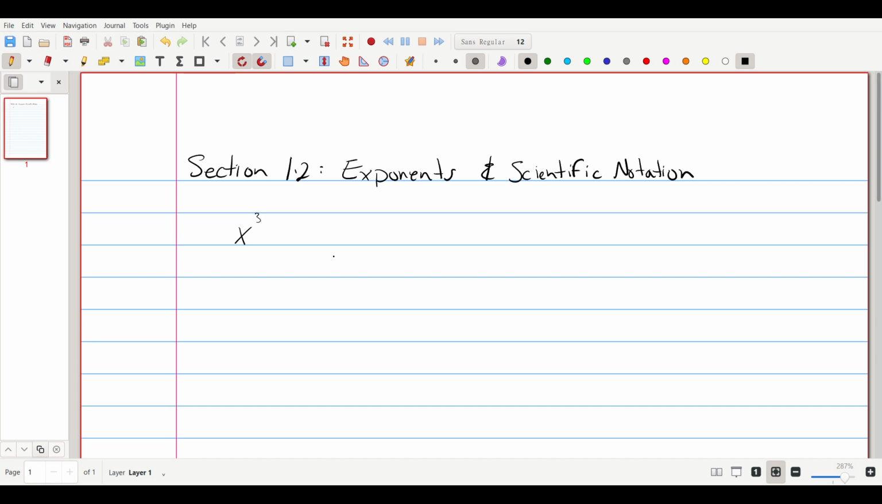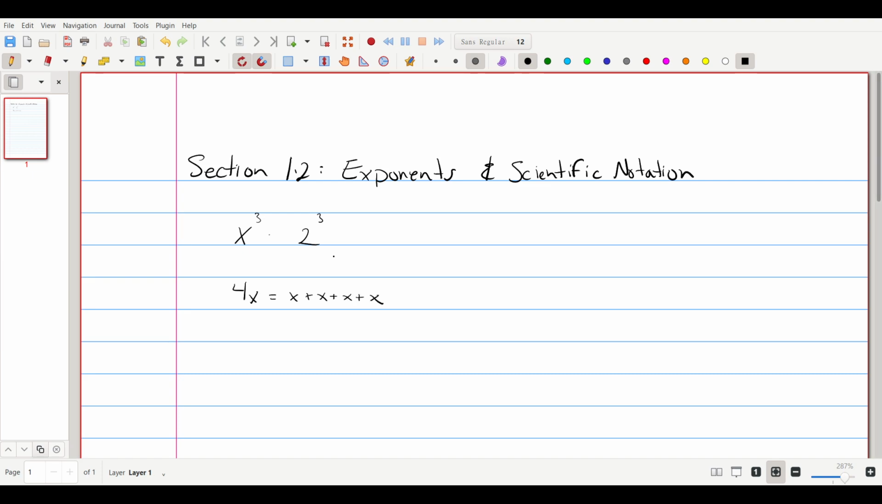Basically, it's having a number floating in the upper right-hand corner of another number. Visually, that's what it is. But what does it mean? Well, notice that when we have something like 4x, multiplication, 4 times x, multiplication is really just addition. So what does this really mean? It means 4 x's added together. So x plus x plus x plus x.